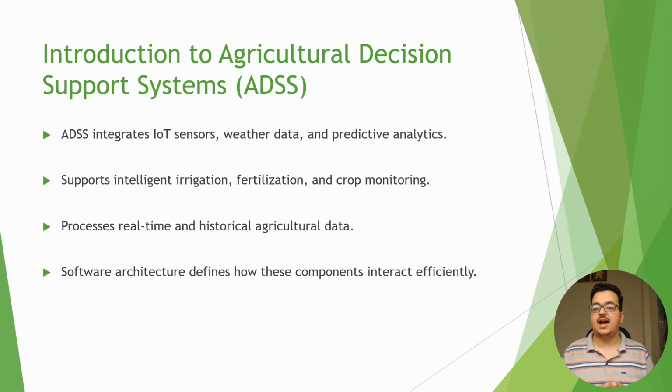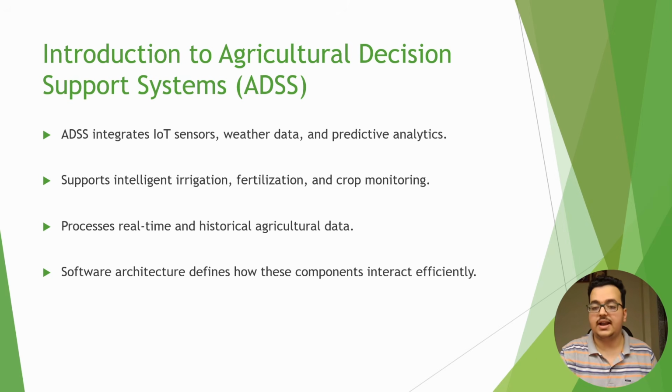ADSS are intelligent systems designed to help farmers make better decisions using data. These systems collect real-time information from IoT sensors placed in the field. They integrate weather forecasts from external APIs. They use predictive analytics to estimate crop yield, disease risk, and irrigation requirements. All of this data is processed to provide actionable insights to farmers.